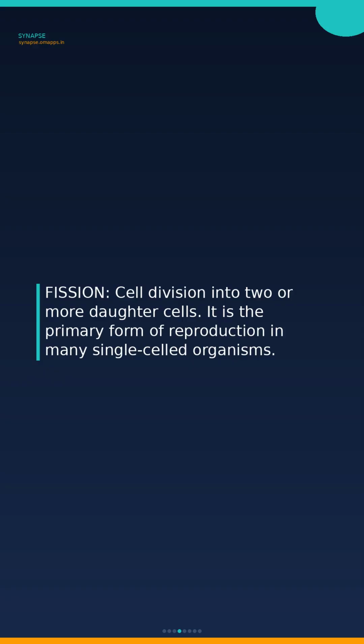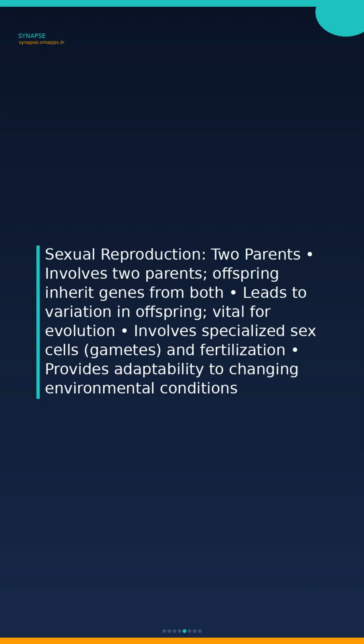Now, let's explore reproduction in flowering plants. Flowering plants reproduce sexually through a process involving the male and female reproductive parts. Pollination is the transfer of pollen grains from the anther to the stigma. Fertilization occurs when the male gamete fuses with the female gamete in the ovule. Remember this rule: self-pollination leads to less variation while cross-pollination encourages greater diversity.